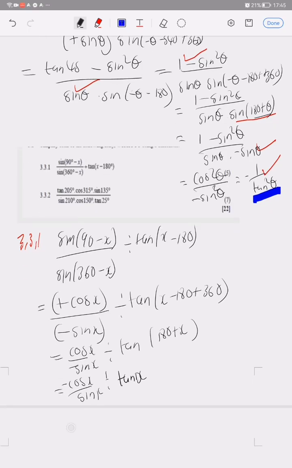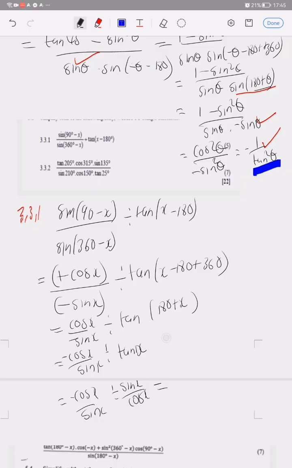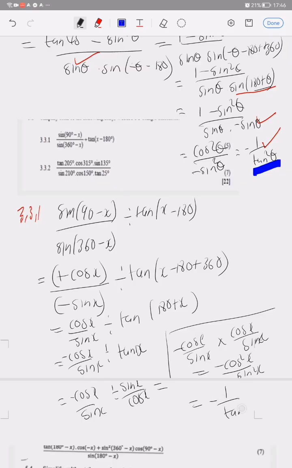So what do we do from there? So it's negative cos x over sine x divided by sine x over cos x, right? Okay, let me write it here. This becomes negative cos x over sine x times cos x over sine x, right? So this becomes negative cos squared x over sine squared x. So I'll be having negative 1 over tan squared x.